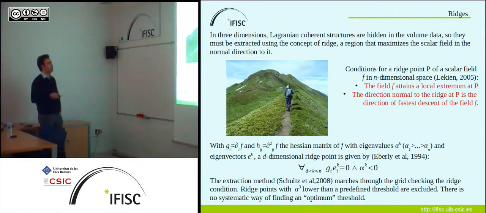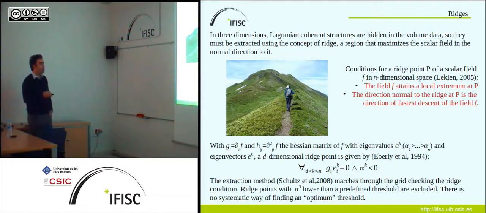Of course, in 3 dimensions it's different. You need to have these mathematical conditions to extract them. Basically, we say that the gradient of the scalar field in the direction perpendicular to the ridge is 0, so that in that direction the ridge is a stationary point, and then you have to impose that the second derivative is negative, so that the stationary point is a maximum. So the extraction method, with some minor details, basically just marches through the grid where we have defined our finite-size Lyapunov exponent fields and extracts the points that obey these conditions.